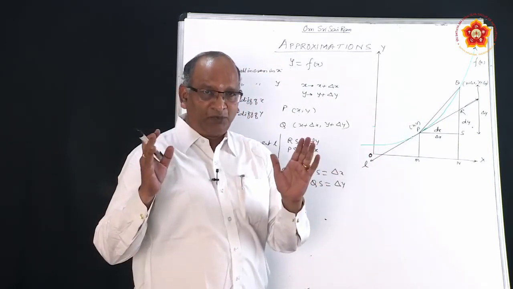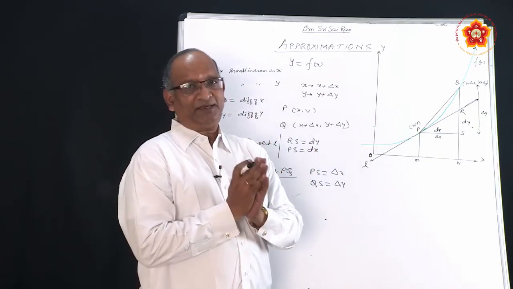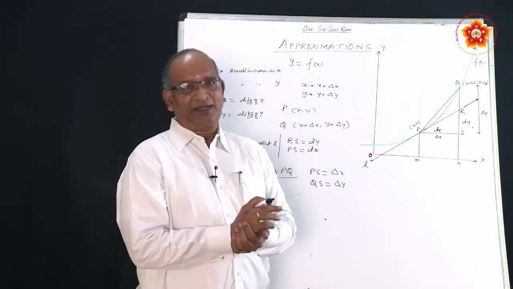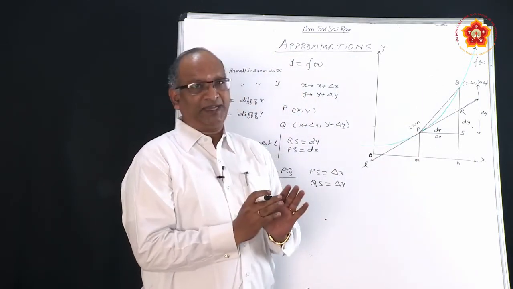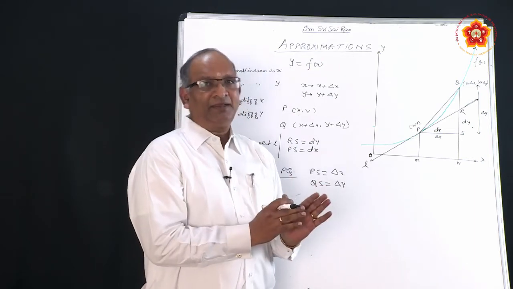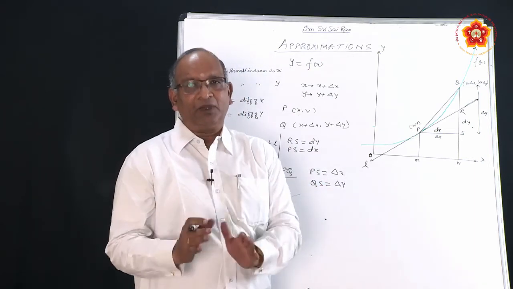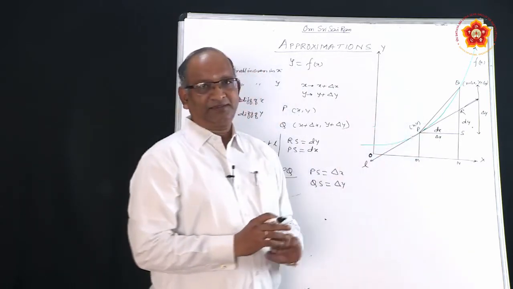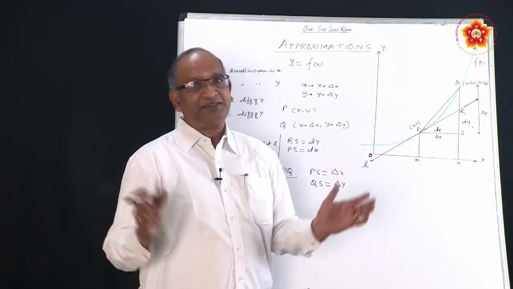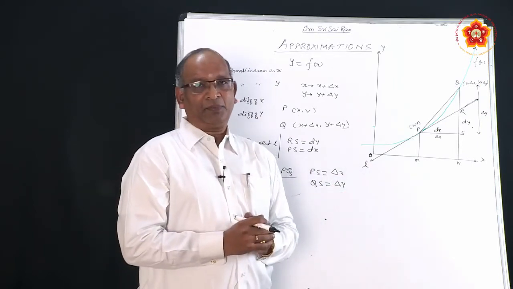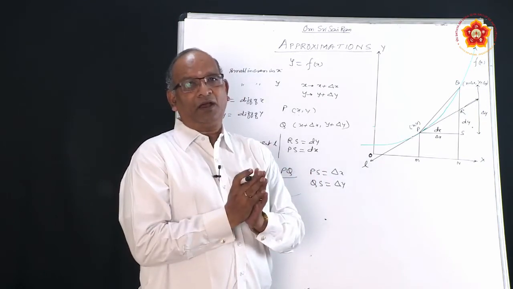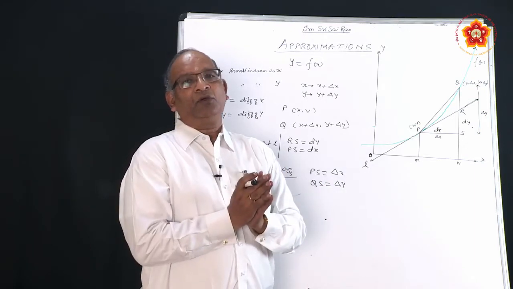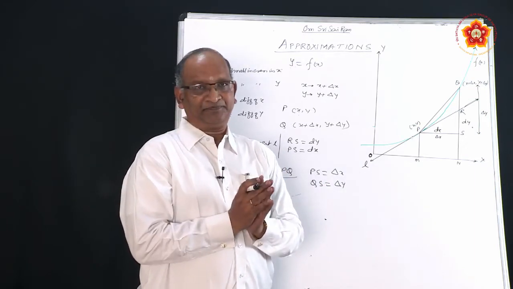When these two points get very, very close to each other, what will happen? The gap which you are finding will become shorter and shorter, and then we can conclude that delta y is approximately equal to dy. dx is directly equal to delta x, but dy is not equal to delta y. They will become approximately equal to each other when these points P and Q come closer to each other.